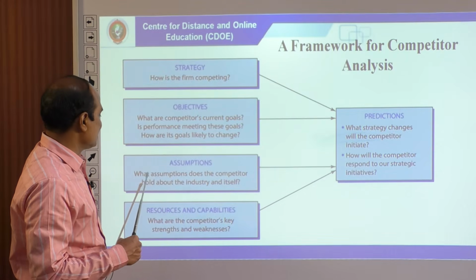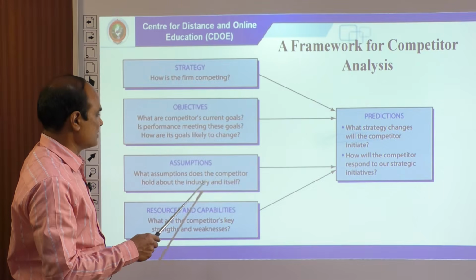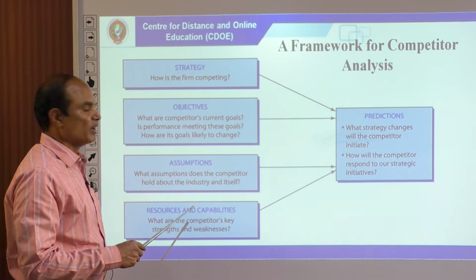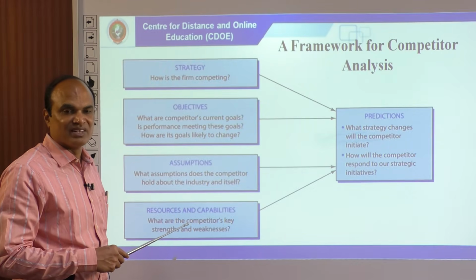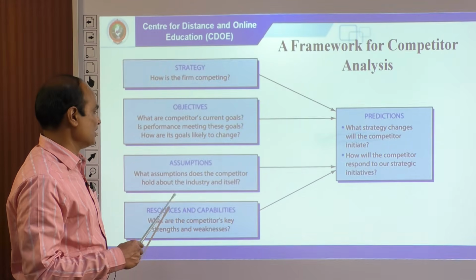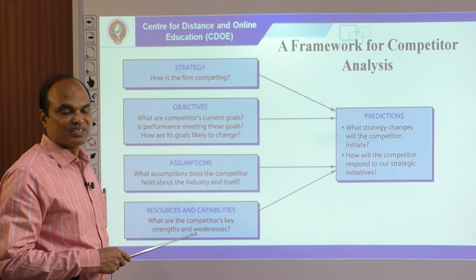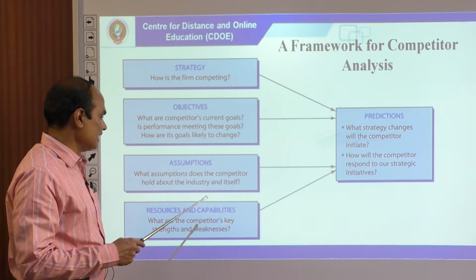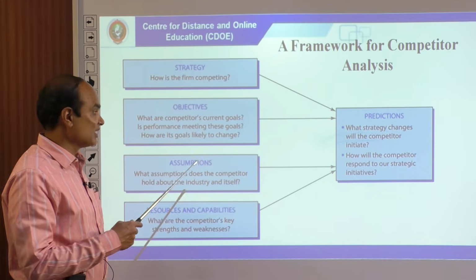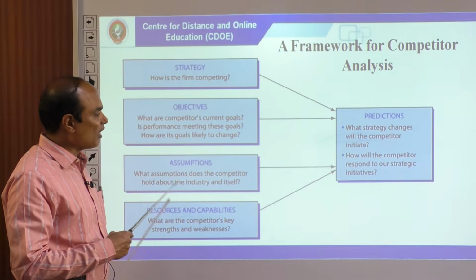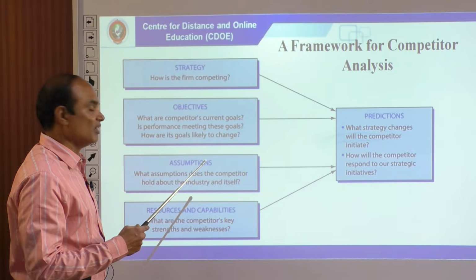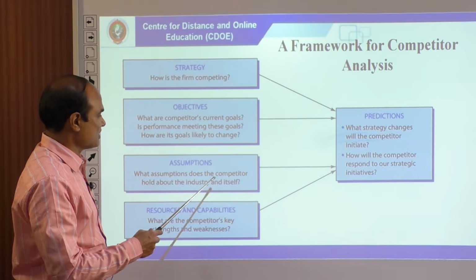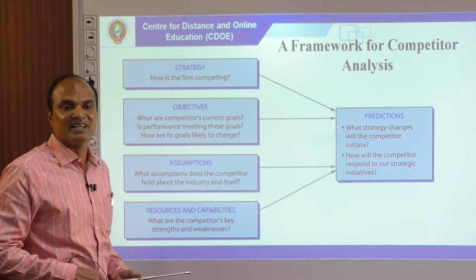Then assumptions: what assumptions does the competitor hold about the industry and itself? Because even in the automobile industry, which you have seen in the previous session, within the same space somebody looks at the performance, somebody looks at the quality, somebody looks at the better mileage, somebody looks at the price, somebody looks at the value. So, what is somebody going to focus upon? That depends on what assumptions the competitor holds about the industry and itself.